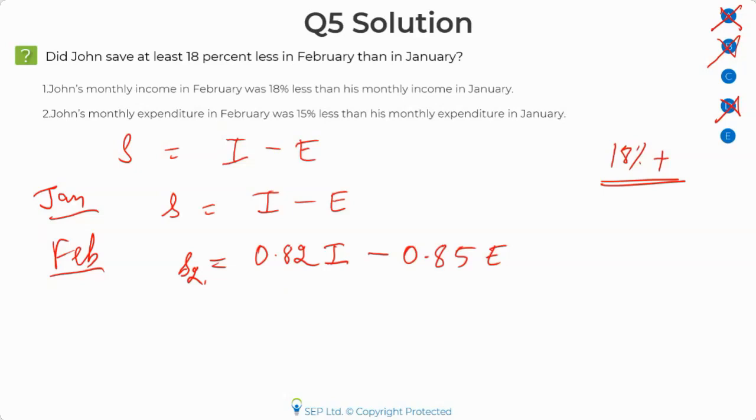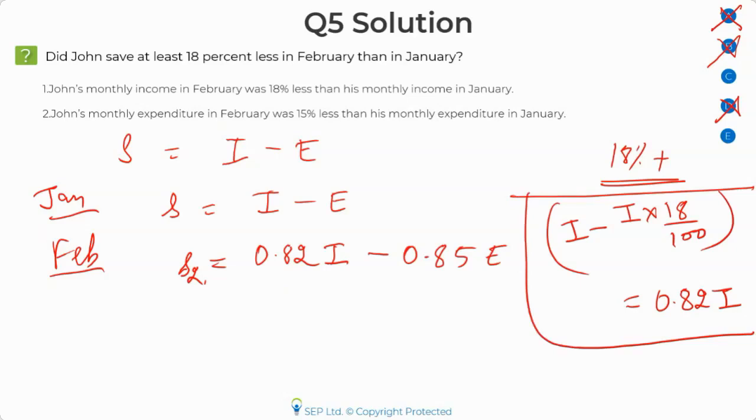Tim says no. Okay, so Tim, understand it. The income was 18% less. So 18% of I is this much, and if I reduce this from I, this is the value of income that remains, which is 0.82I. I'm not explaining it in more depth because this is a conceptual gap. You have to work on it separately. Similarly, the expenditure is 0.85E. So the saving is 0.82I, the current income, minus the current expense.